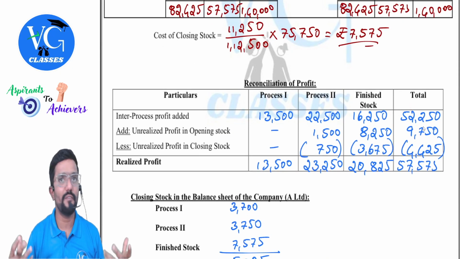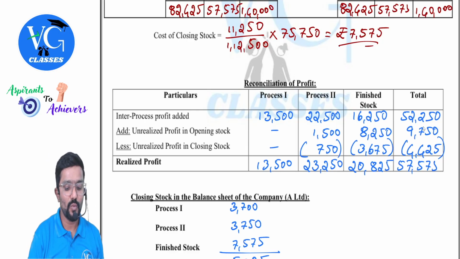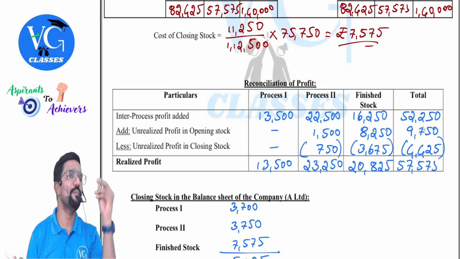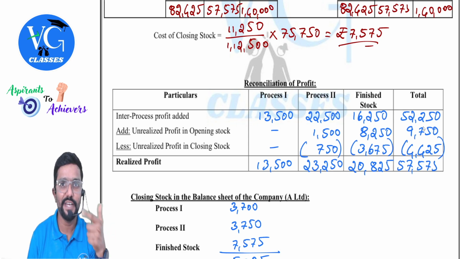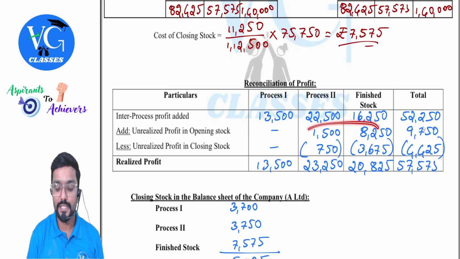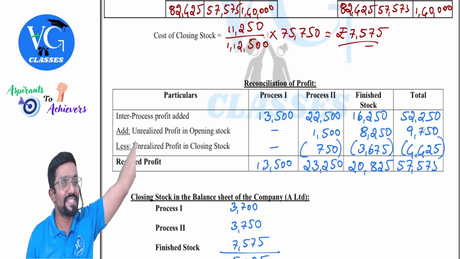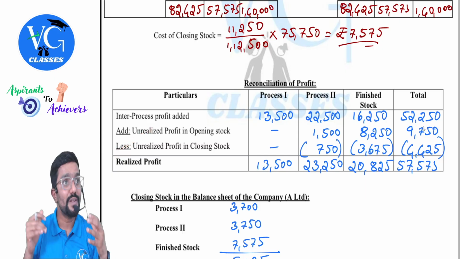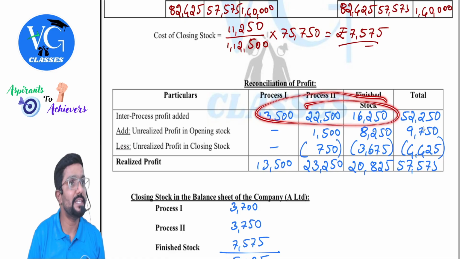But is it realized profit? No, because some of them still might be lying in closing stock. So what should we do? Add unrealized profit in opening stock. Why are you adding it, sir? Simple. Opening stock: would I have sold it in the current period? Yes. I would have recognized profit on it. And is this the profit added in the current period or last period? Last period. Clear? Because this was the closing stock for last period, I would have deducted it in the current period. I am adding it. Same way, closing stock. On closing stock, is profit added in the current period? Yes. Is it a part of this? Yes.